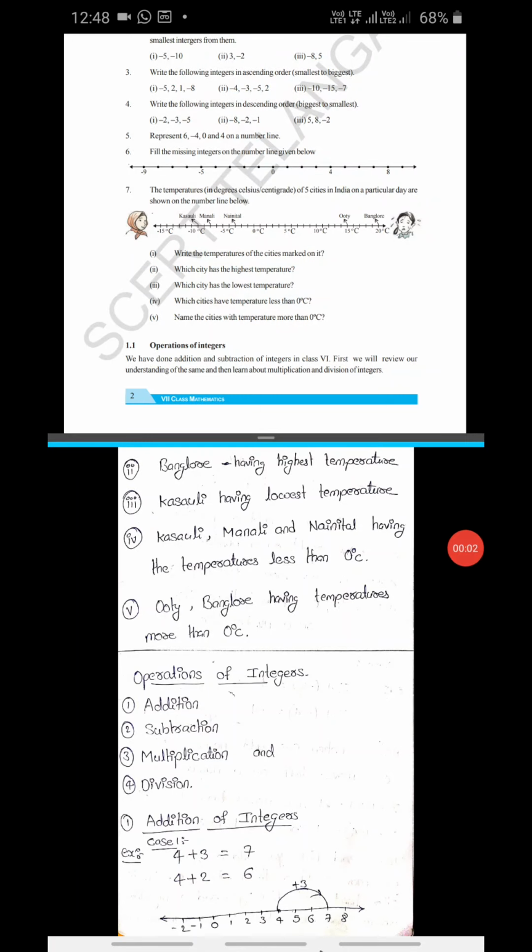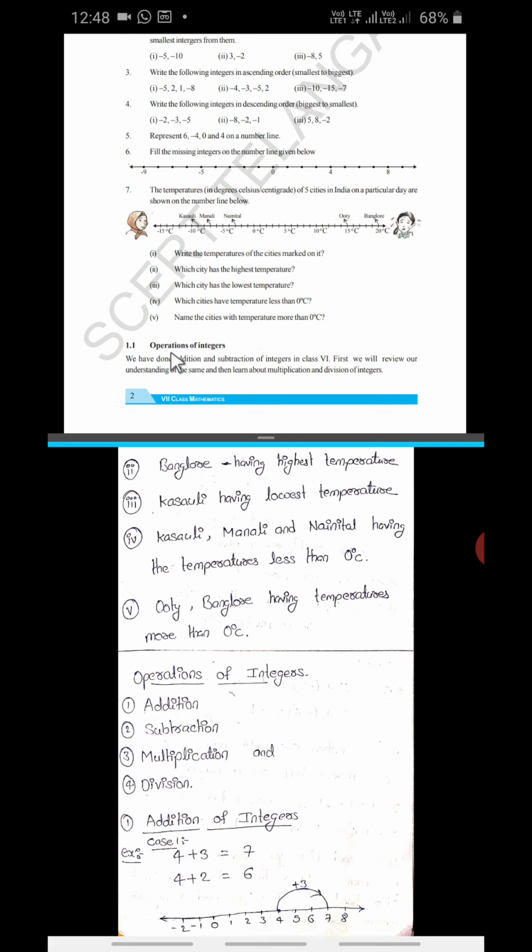Hello everyone. In the previous class, we have discussed up to exercise number 1. Exercise number 1 is completed in our previous class. Now, let's move on to the other topic.